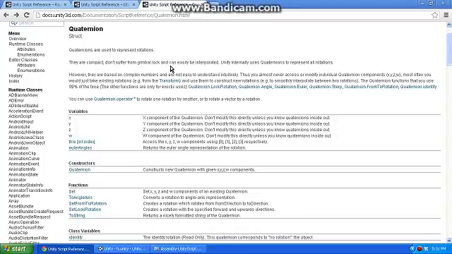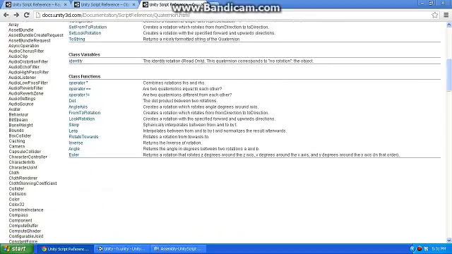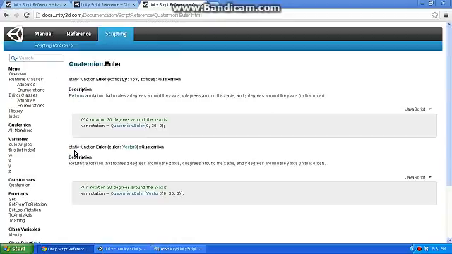I will learn more about quaternions on my own. Oh, Euler. Wait. Class functions. Hang on. Quaternion.Euler returns a rotation that rotates. Oh, that's perfect. Oh, Euler vector 3. That's exactly what I was looking for.